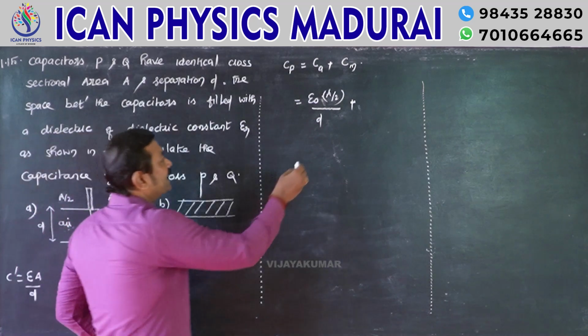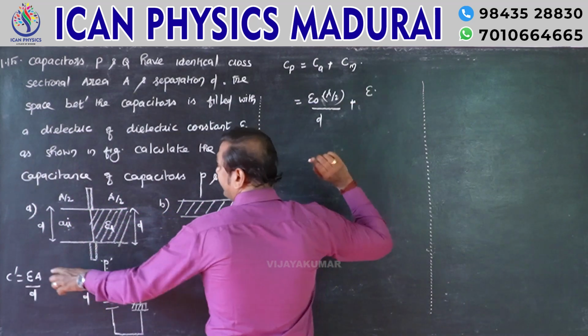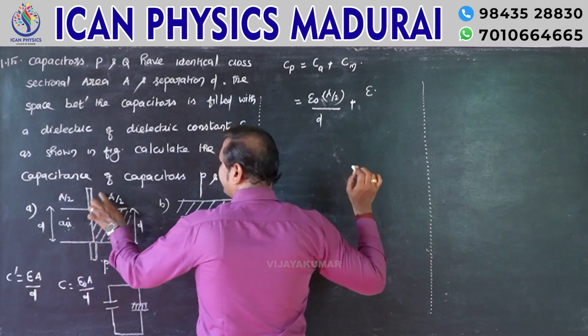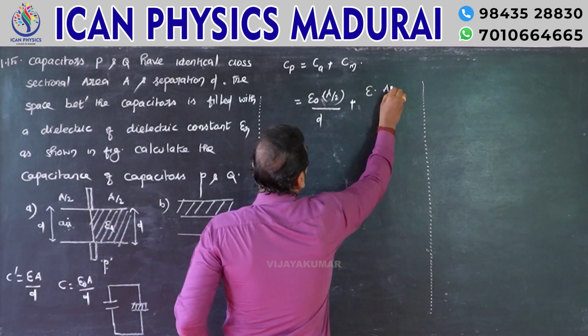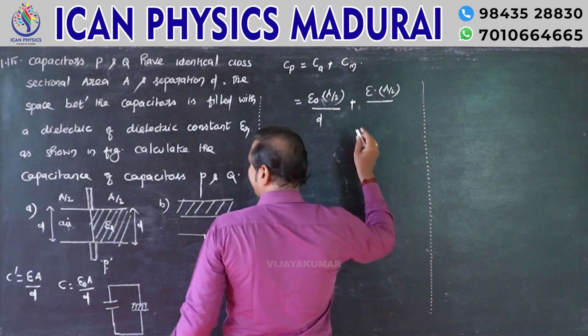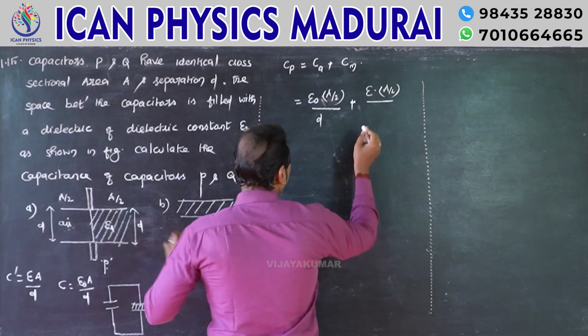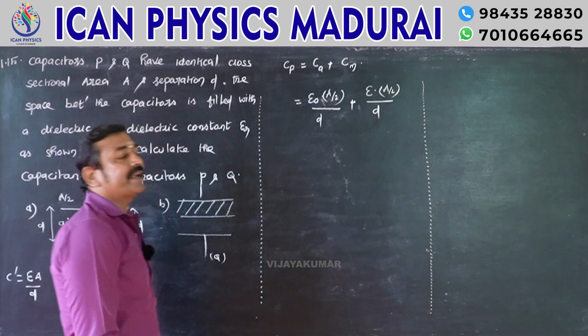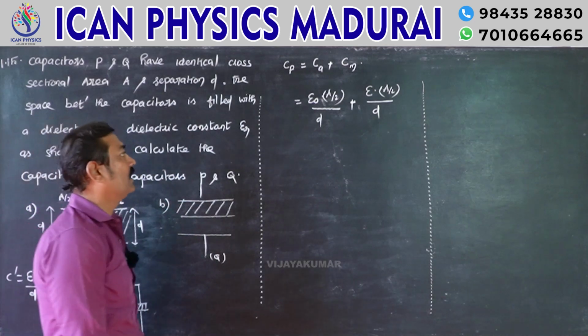So epsilon, and A. What is the area? A by 2. A by 2 divided by the distance. The distance between the dielectric plates is D. Do you get it now? Do you have any doubts? No doubt.